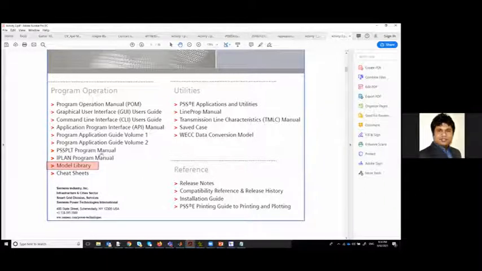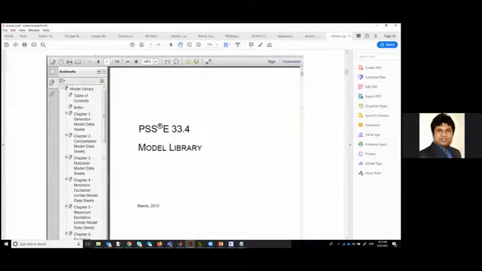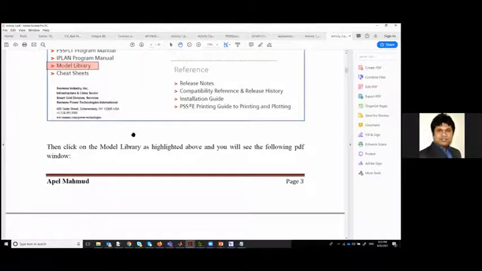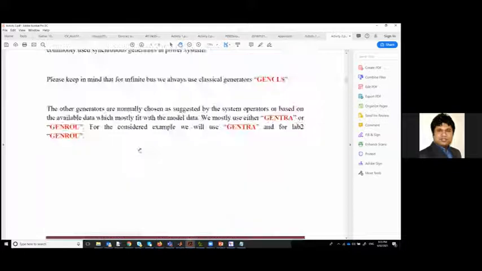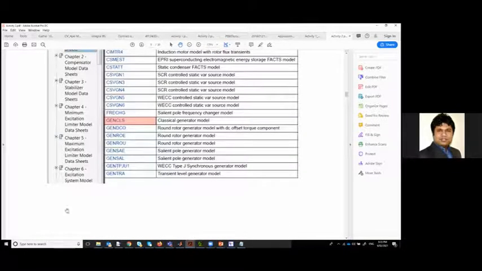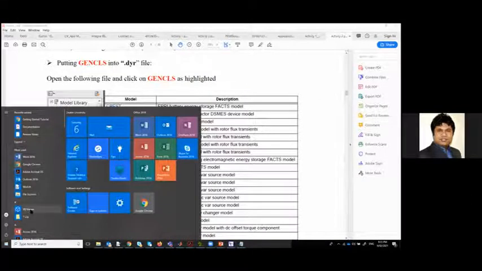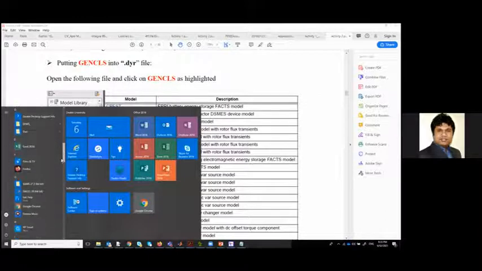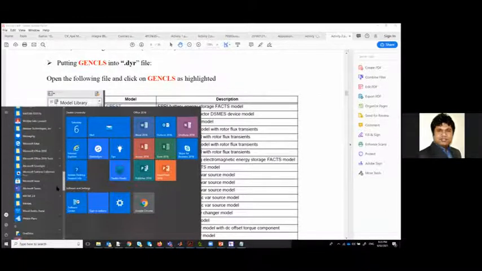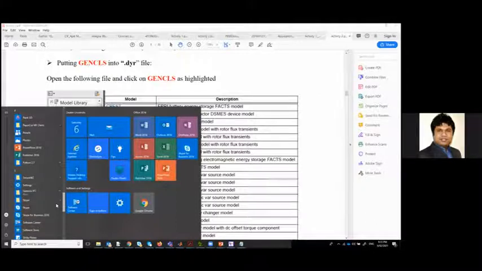So if you look at the model library, you will find the way to put those data. I'll show you step by step. So if you click on the start menu of your computer, then go to Siemens PTI. In your computer, after installing, you will see it.